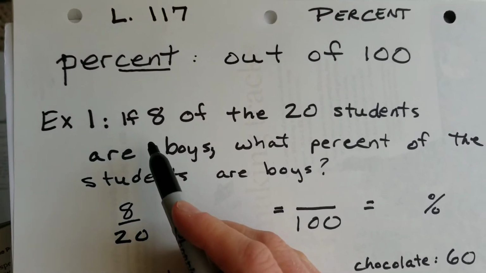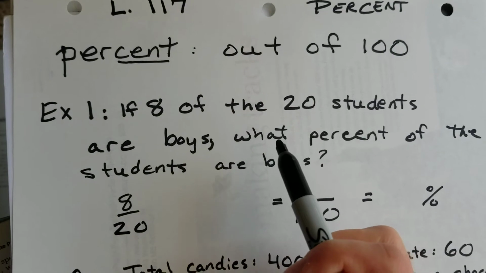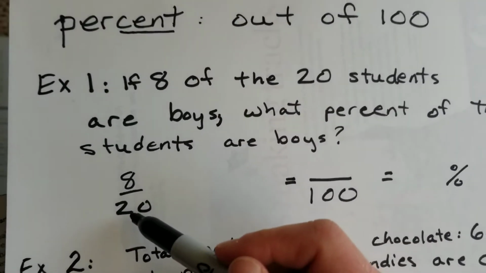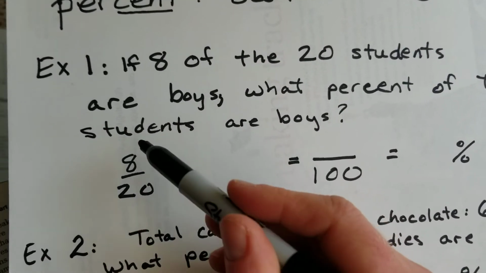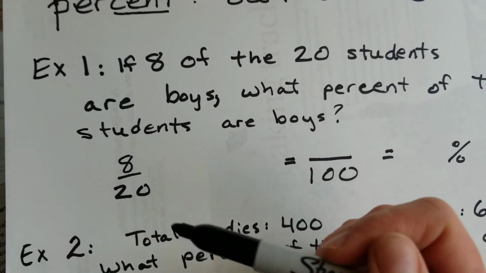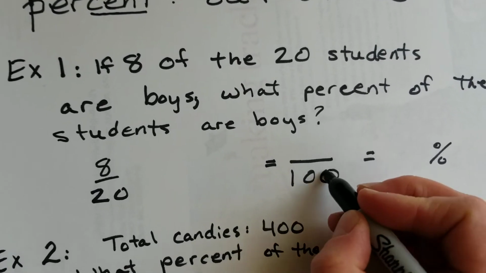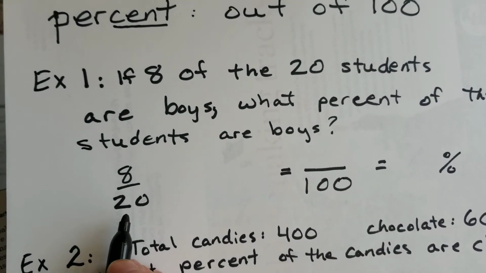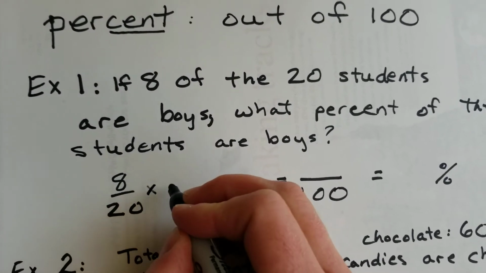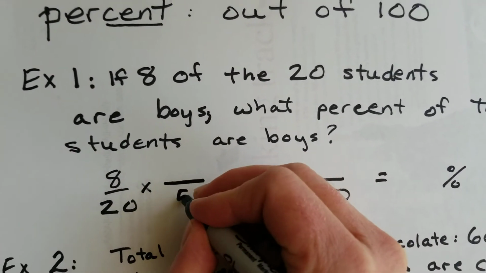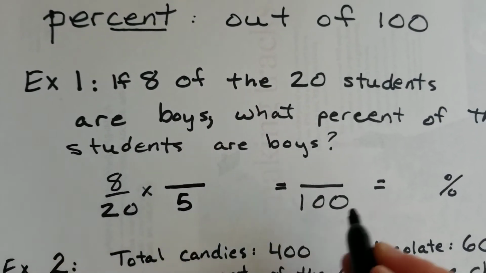It says, if 8 of the 20 students are boys, what percent of the students are boys? So we know there's a total of 20 students, and 8 out of 20 are the number of boys. So we need to somehow get 100 in the bottom of our fraction. If you look at the 20, what do we need to multiply 20 by to get 100? That would be 5. 20 times 5 is 100.